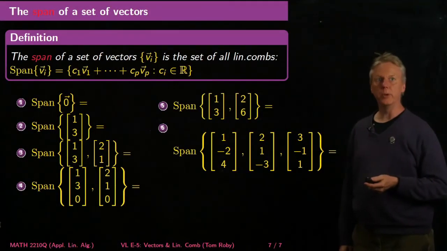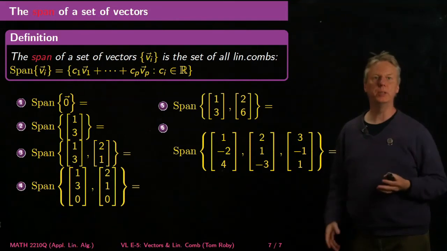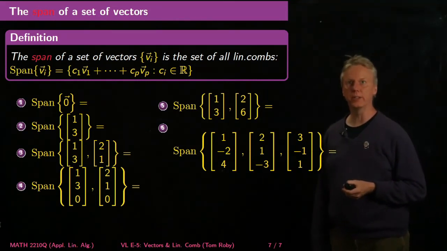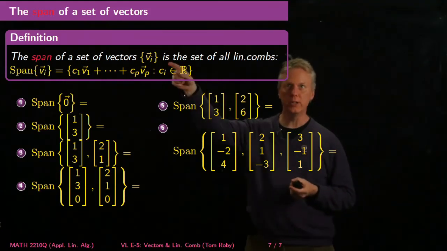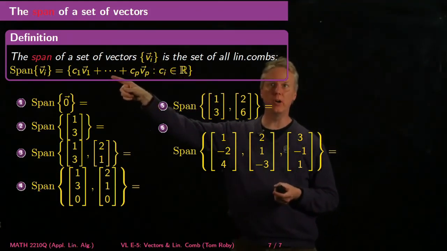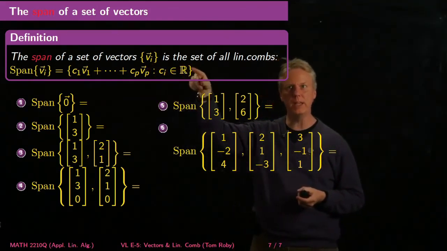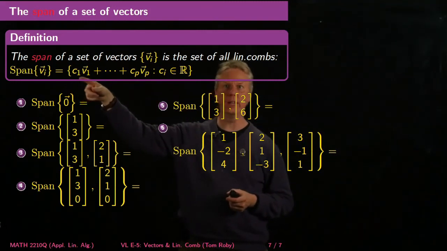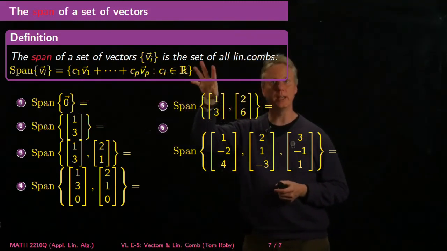Okay, we need another name for this notion of the set of all possible linear combinations you can make with a set of vectors. So we'll call that the span. Seems natural enough. If I have a set of vectors v sub i, then the span is just the set of all linear combinations I can make with those. So suppose my set of vectors is v1 through vp, then putting any coefficients in front, c1 v1 through cp vp, the ci's can be any scalars.